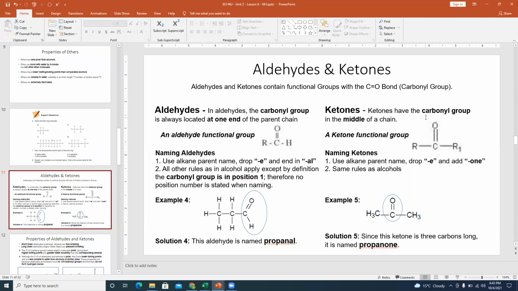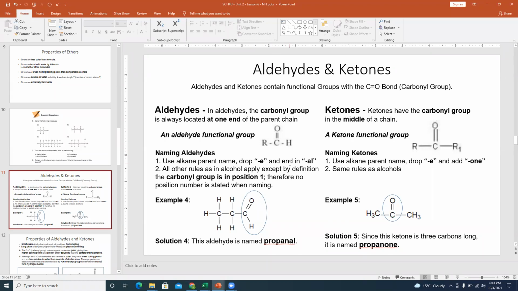In ketones, the carbonyl group is in the middle of a chain. So if you have this carbonyl group at the end, you know you're looking at an aldehyde. If the carbonyl group is found in the middle, and to this side you have the chain continuing, and to that side you have something continuing, then you know you have a ketone. This is a ketone functional group. This is an aldehyde functional group.